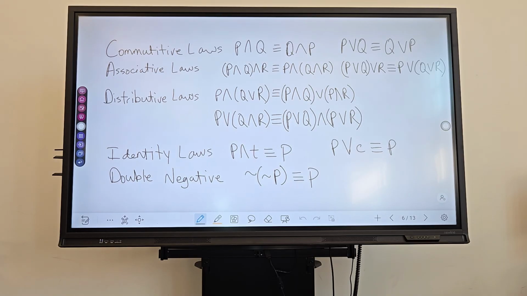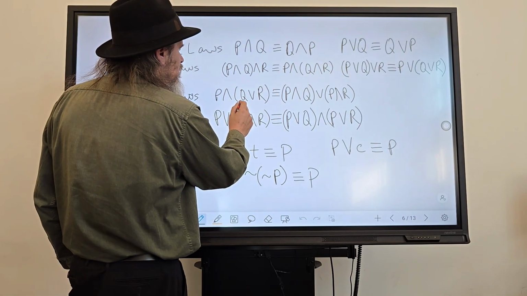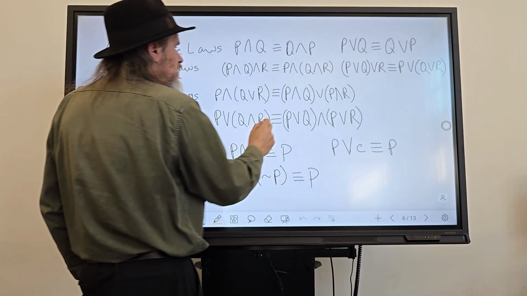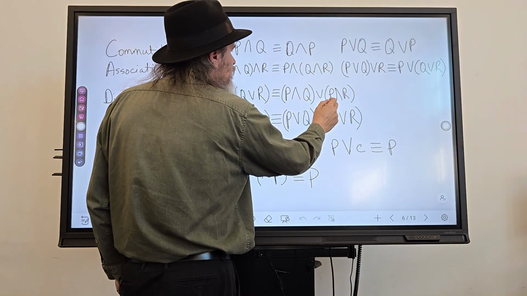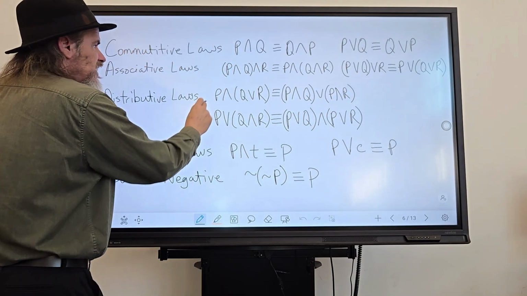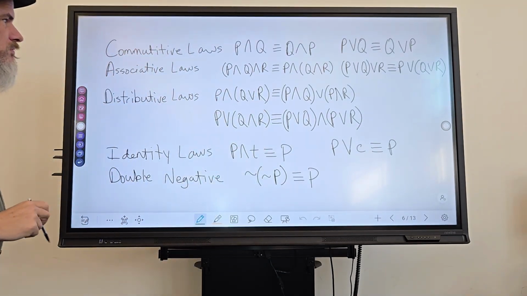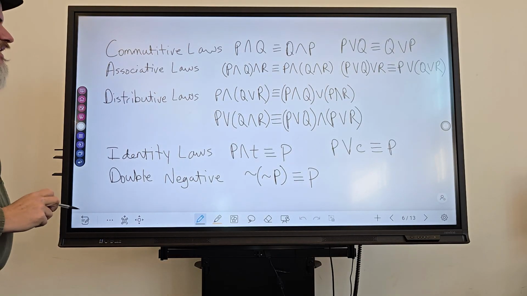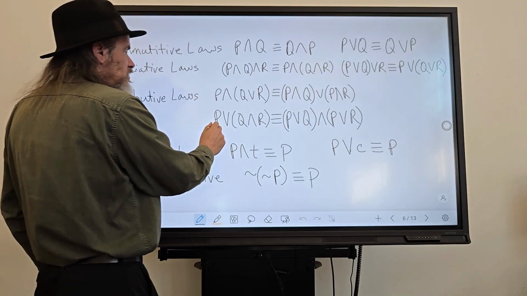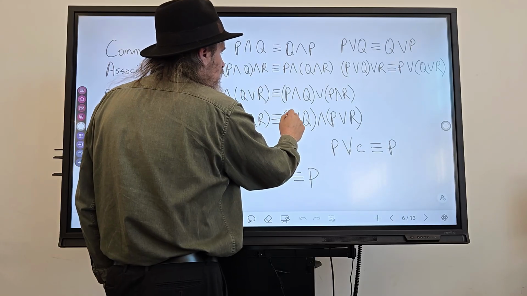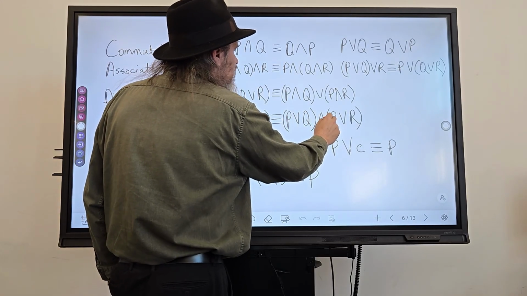Distributive laws. P and (Q or R) is equivalent to (P and Q) or (P and R). P is distributed over the expression in the parentheses. It works with the ORs in the same manner. P or (Q and R) is equivalent to (P or Q) and (P or R).